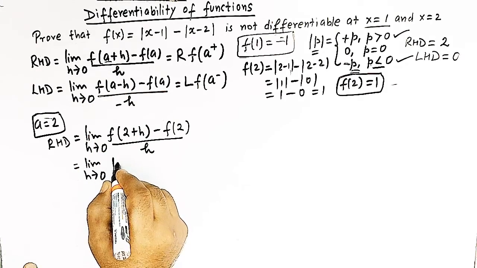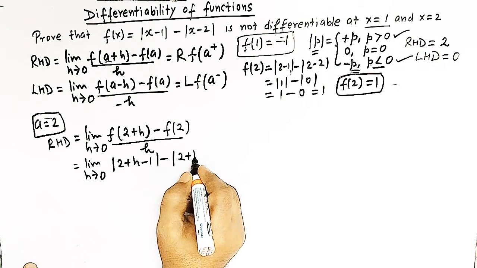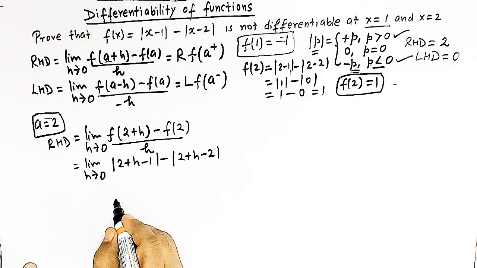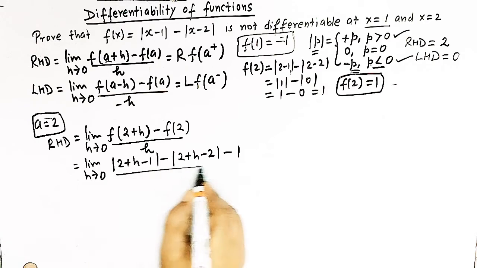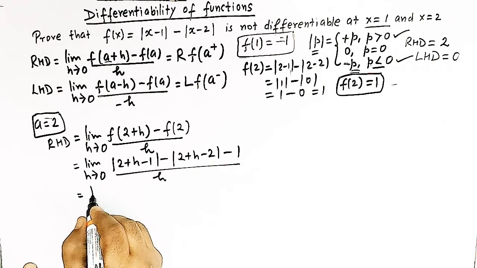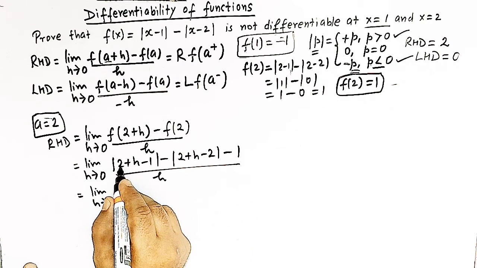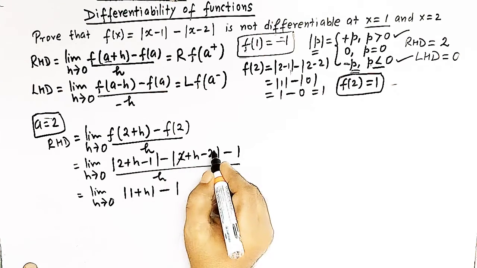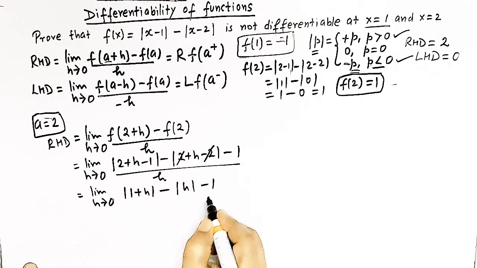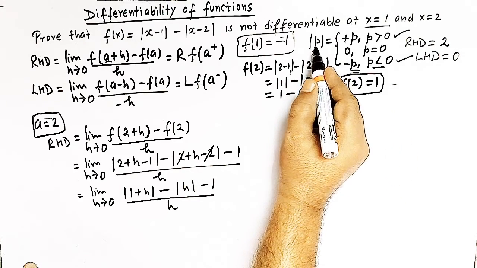So we have mod of 2 plus h minus 1 minus 2 plus h minus 2, and here we have f of 2, that is 1, and here we have h. So now simplifying this expression, we have mod of 2 minus 1 is 1, 1 plus h minus 2, and minus 2 and 2 get cancelled, and we have here h, right? So now again here we have to use this definition.